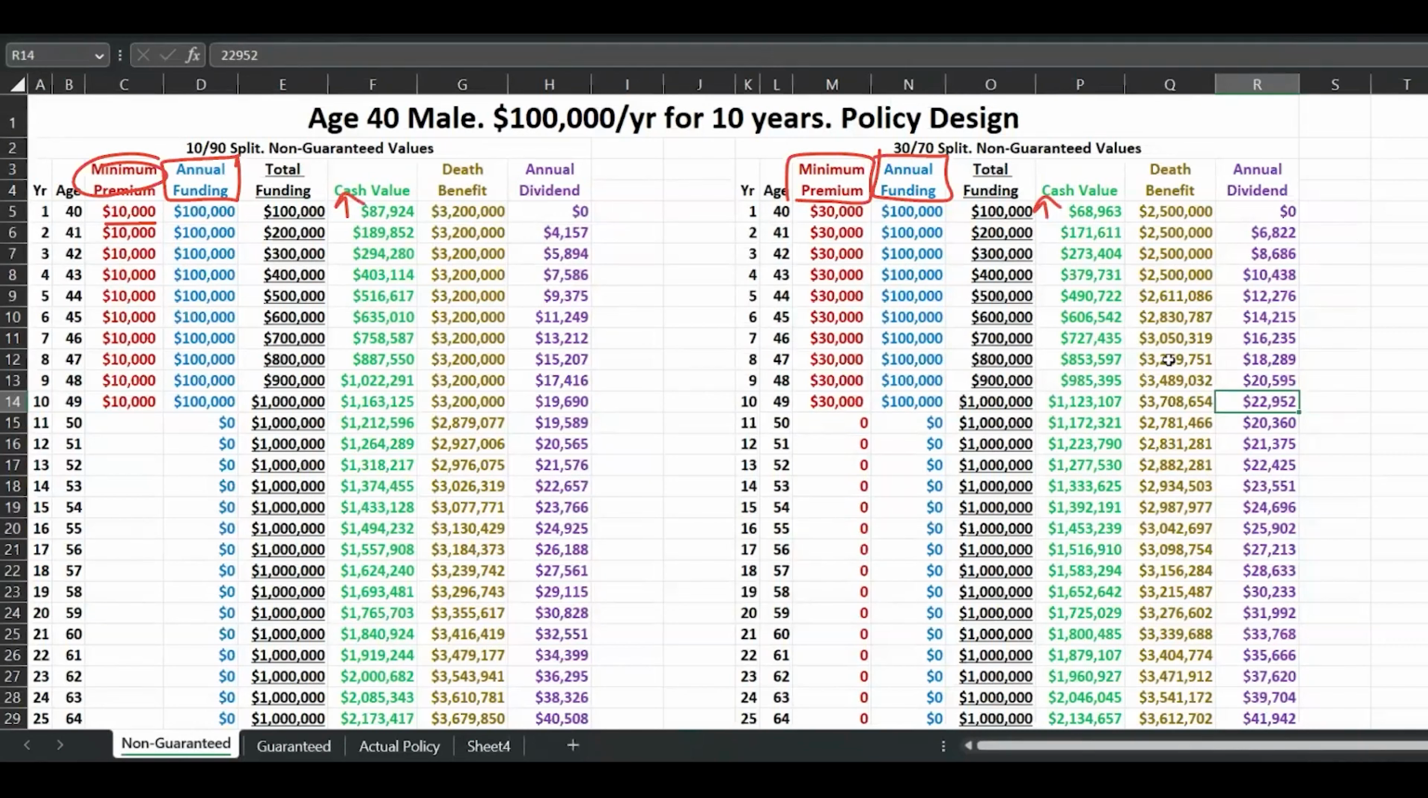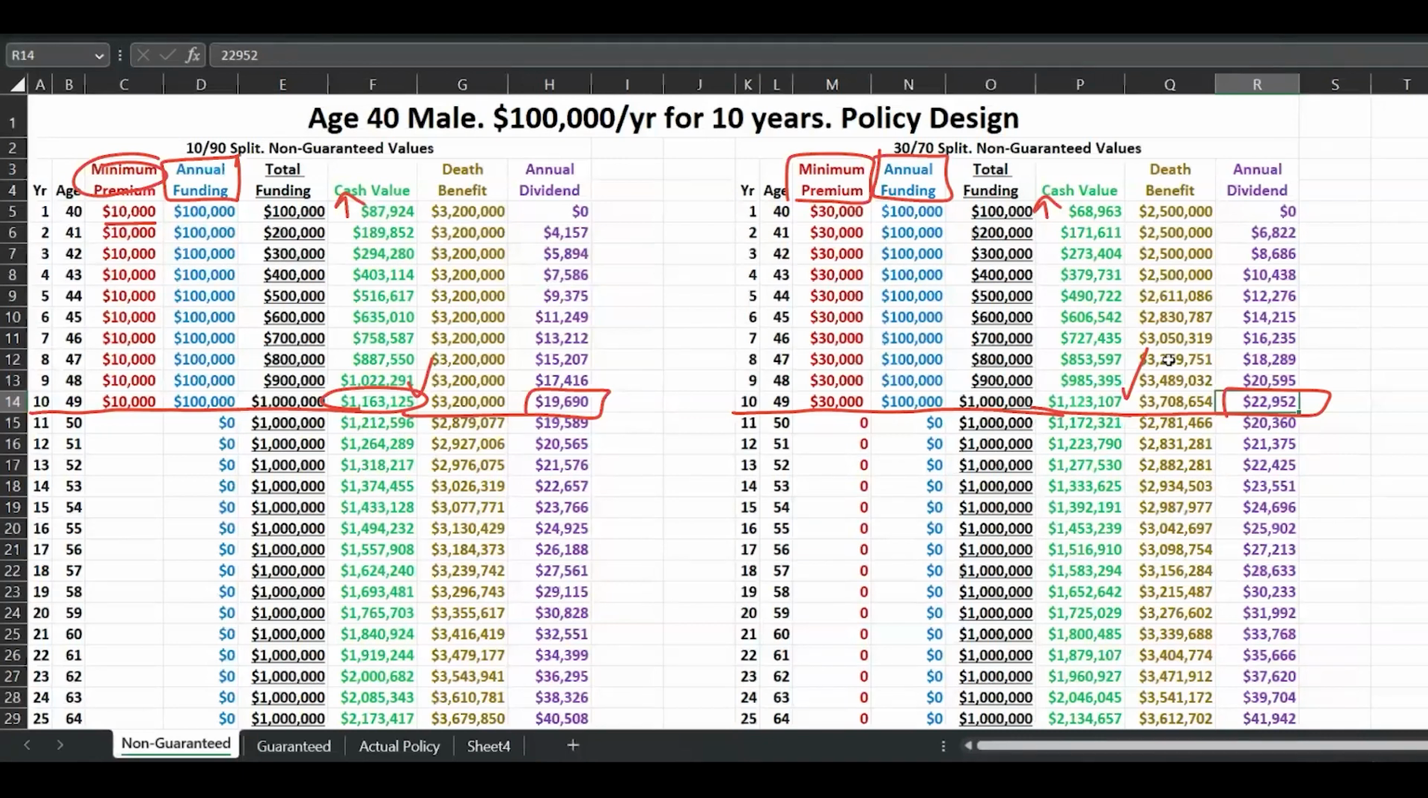But what do you notice about this? Year 10, which one has more value? We can create a cash value difference column here. I don't have to. The one on the left, you've got 1.16 compared to the one on the right. You've got 1.12. It's about a $40,000 difference. What do you notice about that column in purple? This was the dividend on the illustration. This is that dividend column. The example with $40,000 less in cash value has a higher dividend.